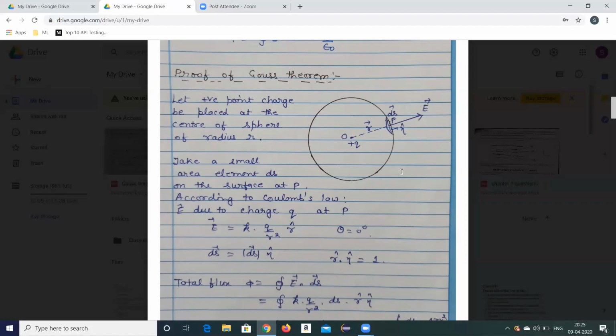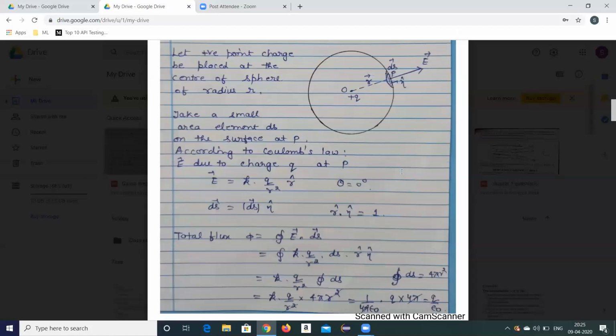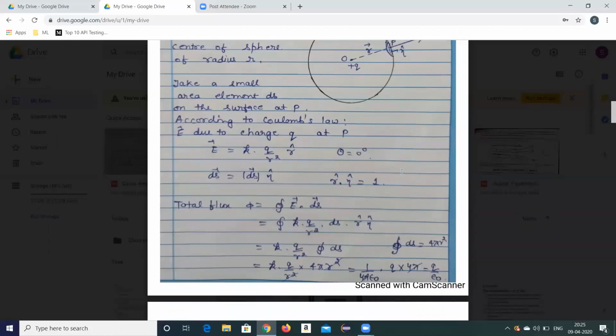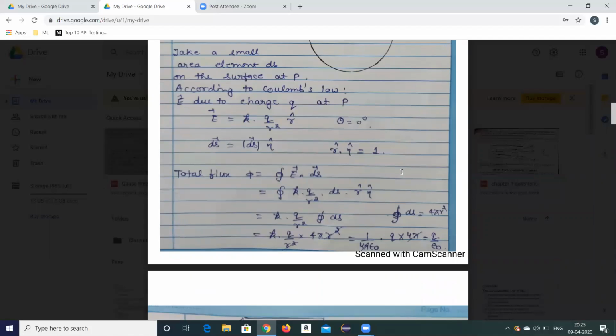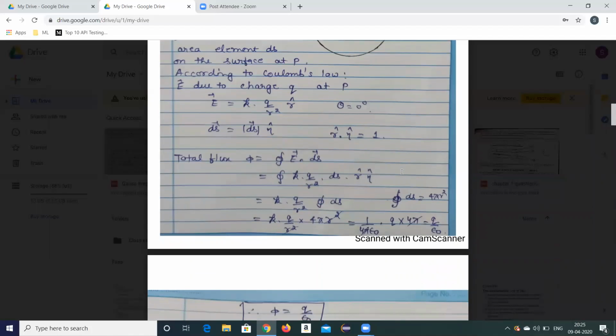Now ds is the small area considered at point P on the surface of the sphere. Also it is a vector quantity and its direction is away from ds. Now ds in mode vector, eta is the unit vector which shows the direction of ds. Now the value of r unit vector and eta unit vector is equal to 1. Total flux is closed integration E dot ds.